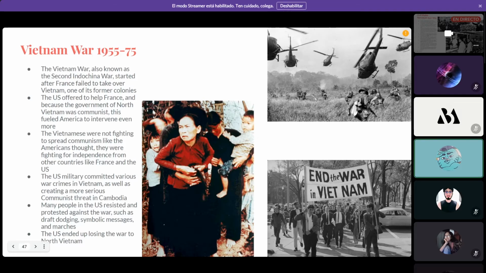And they actually made a worse communist threat in Cambodia with the Pol Pot incident. Pol Pot was a communist ruler who was much worse than anything the Vietnamese government did. They were just fighting for their freedom. But many people in the U.S. actually resisted and protested against the war. Things like draft dodging, which means hiding from getting drafted into the military. Symbolic messages like wearing armbands to protest the war with messages on them, and marches and protests.